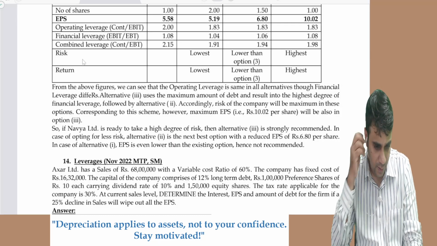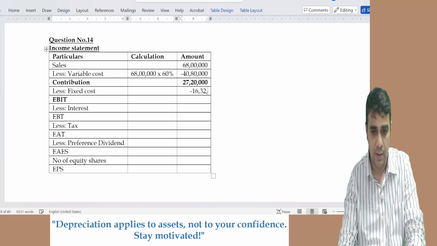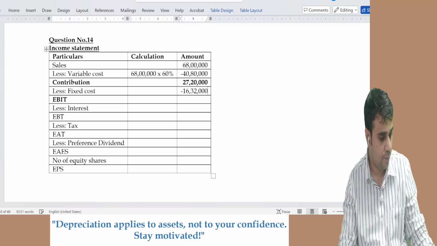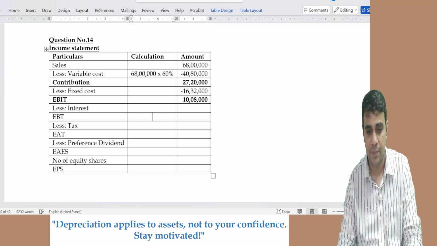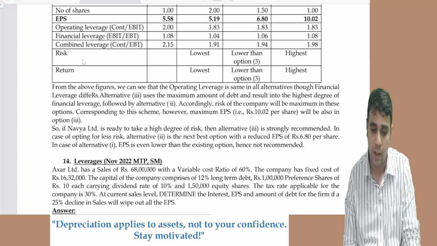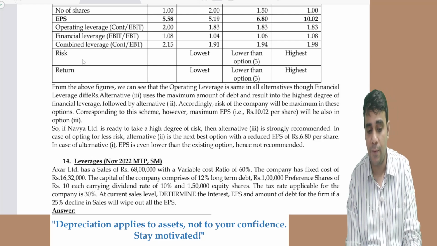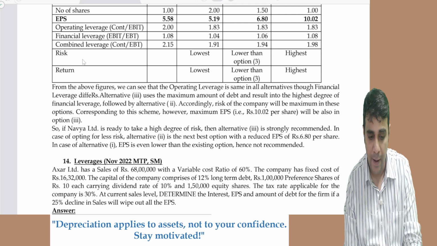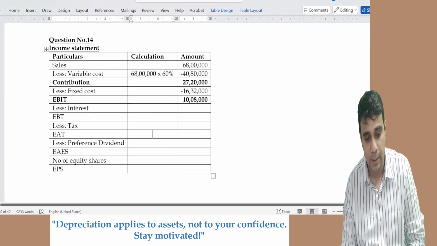Apart from that, I have fixed cost in the question. Fixed cost is 16 lakh 32,000, giving 10 lakh 88,000. Interest is one of the requirements of the question. EPS is one of the requirements. Amount of debt is one of the requirements. Apart from this, interest I don't know, EBT I don't know, tax I don't know, EAT. Preference dividend is there.